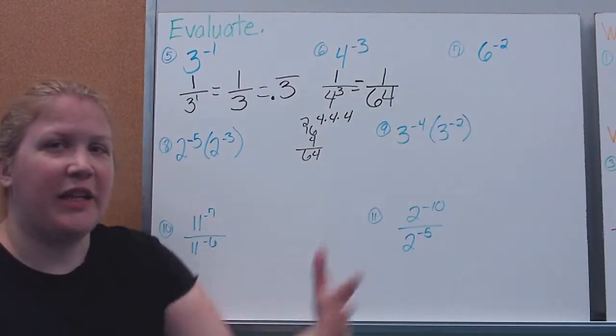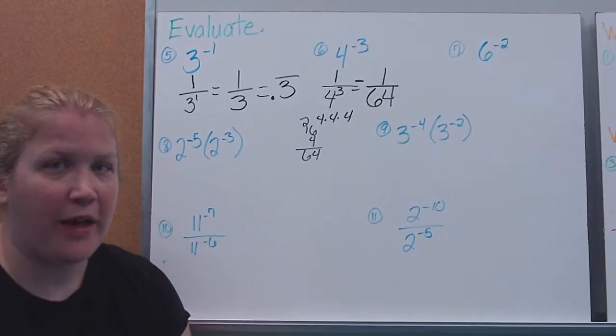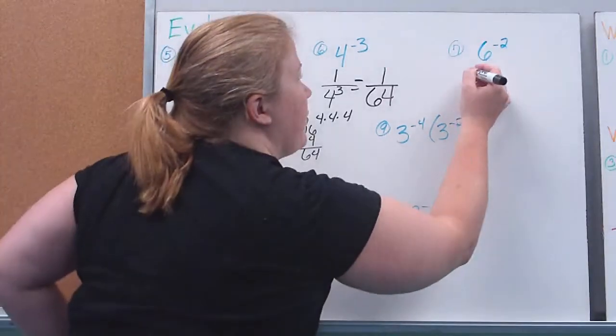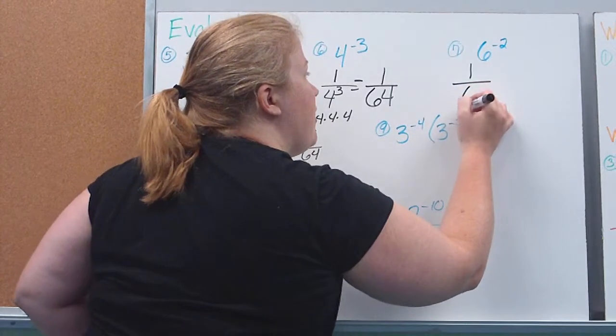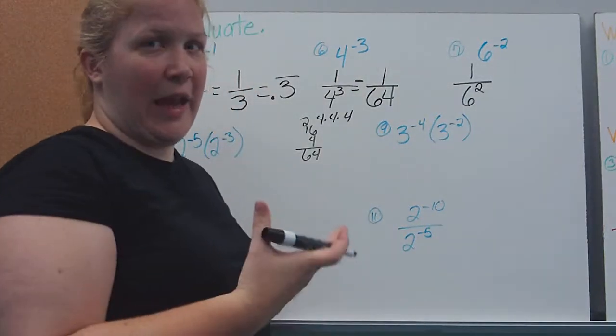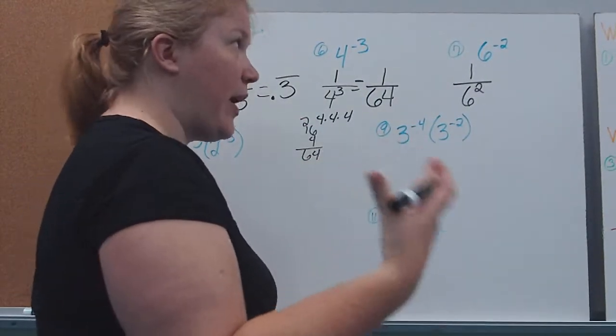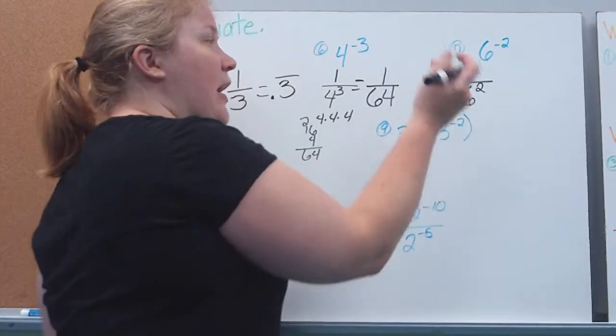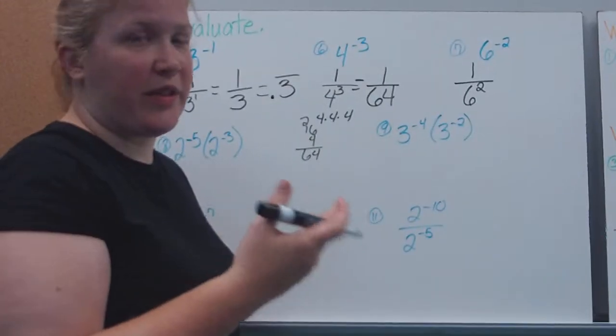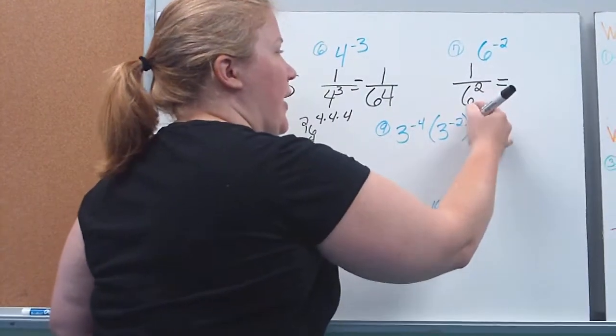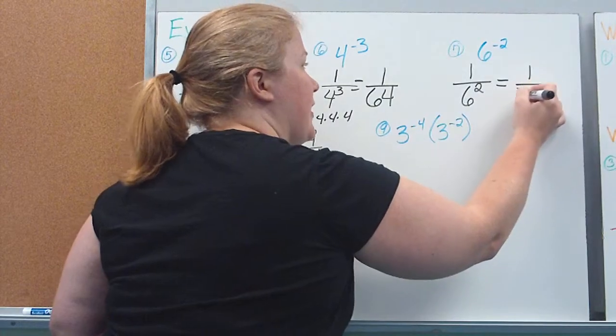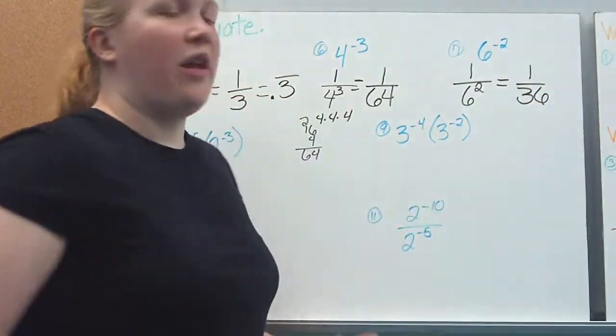Same thing here. First thing I need to do is rewrite it so it's a positive exponent, then we'll solve for it. So we always write 1 over the top of the same exponent, but now it is a positive number. So instead of 6 to the negative second, 1 over 6 to the second, or 6 squared. Then we want to evaluate. 6 squared means 6 times 6, so it would be 1/36.